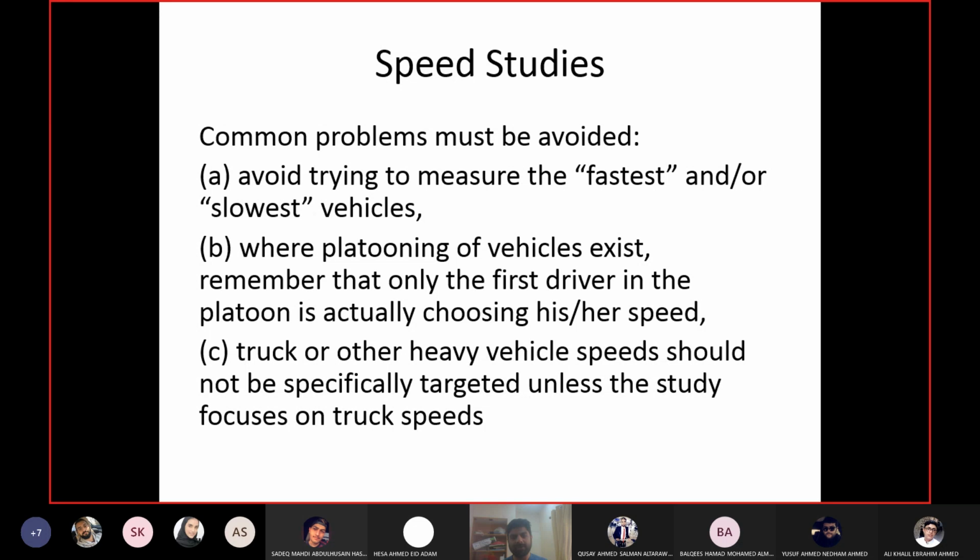Fastest car to avoid is very easy. The guy is too fast for you, right? You cannot measure it. Slowest car, you know, everybody is honking at that guy. And so don't take those values. It will ruin your data.